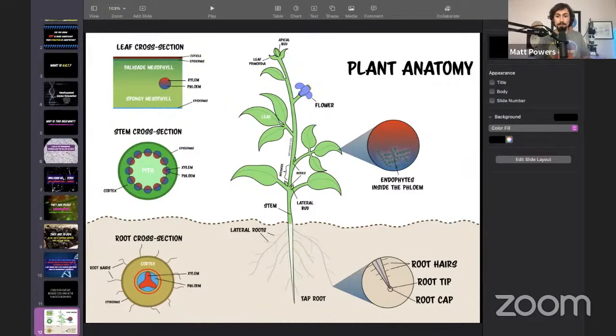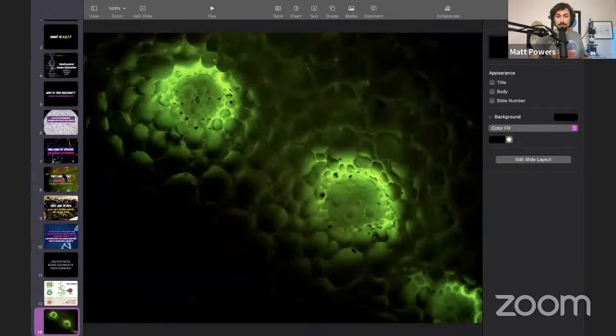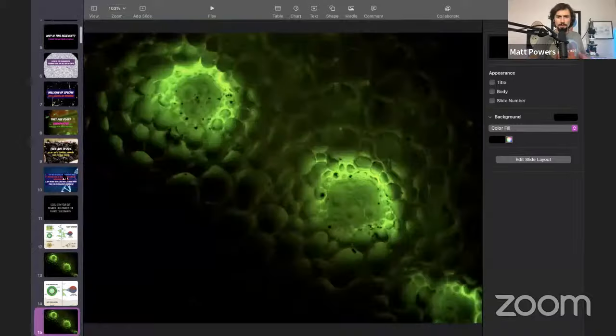Do you see the pith on the left? Do you see the xylem and phloem around that? That's what this actually looks like. Do you see how on one side it's brighter than the other? That light is on one side. That's the phloem, not the xylem. So the endophytes are in the phloem. They're flowing in the phloem, and you can see them on the outside and not the inside of those circles.